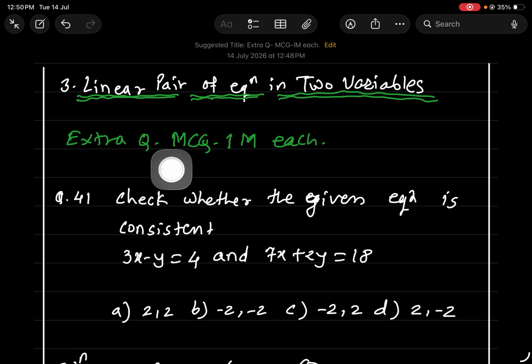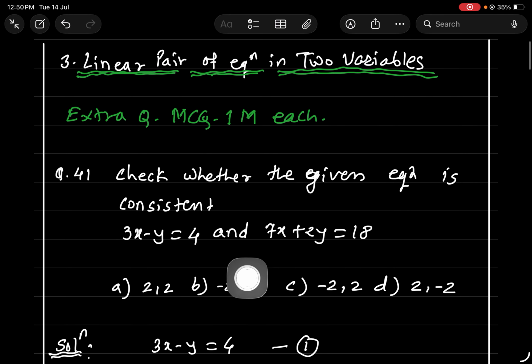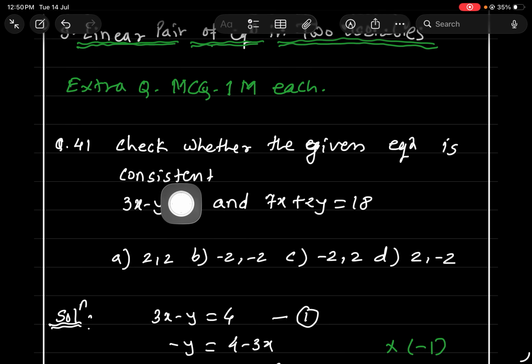In this video also we'll continue the same extra MCQ questions. Now here, check whether the given equation is consistent. Here two equations are given, so we have to solve them. Since MCQs are given, we are writing only options, so we have to find the solution first. Though it asks whether it is consistent, the values of x and y are given as the solution in the options.